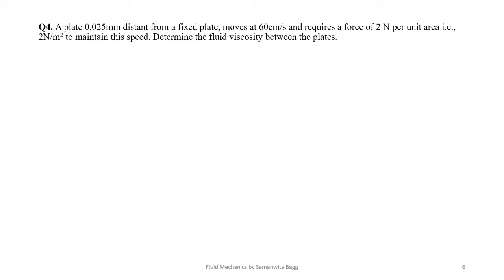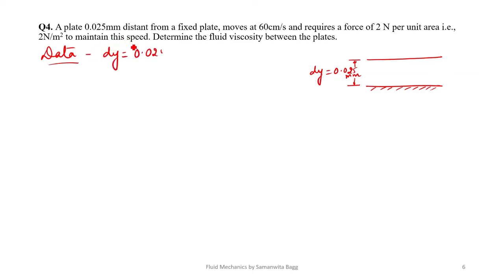Let's take up the next one. A plate 0.025 mm distant from a fixed plate. So I have a fixed plate, and from this plate there is another plate at a distance of 0.025 mm. So this is the value of dy, the distance between two plates. I'll convert this into meter: 0.025 into 10 raised to minus 3 meter.